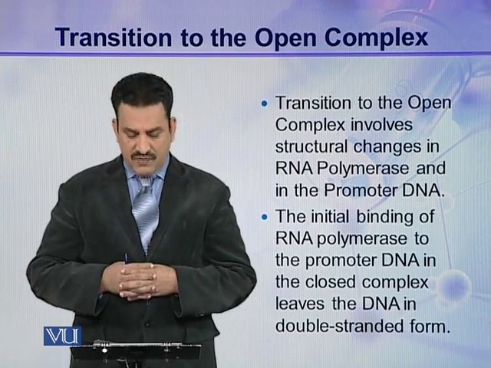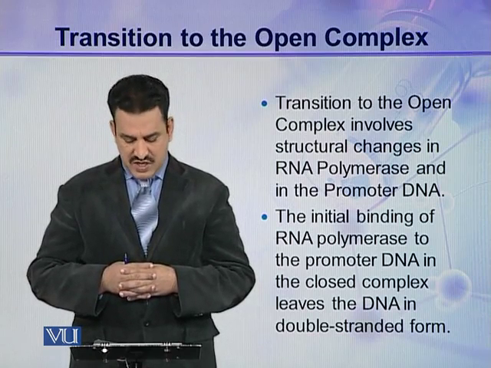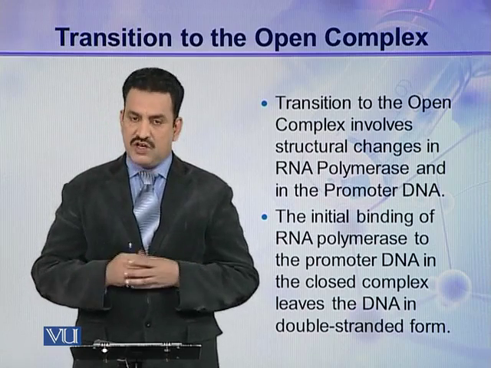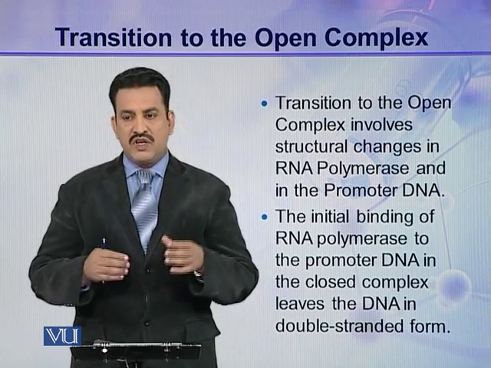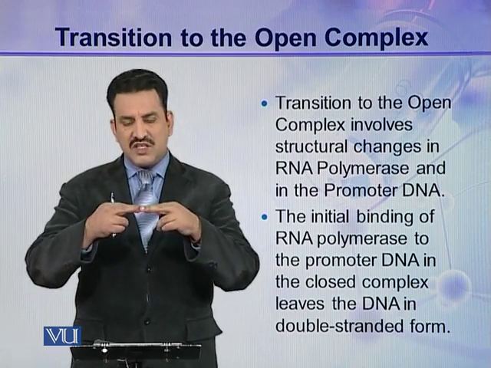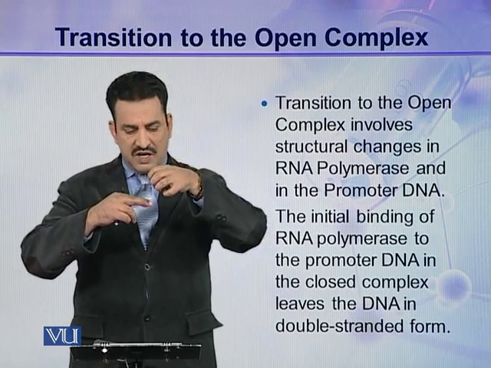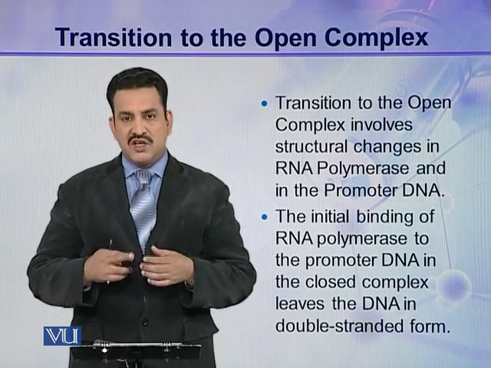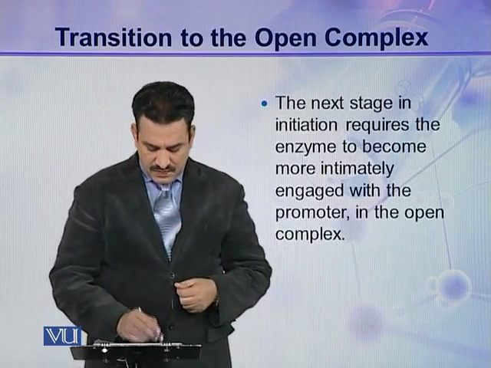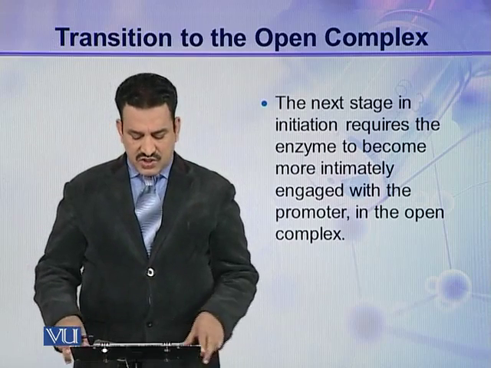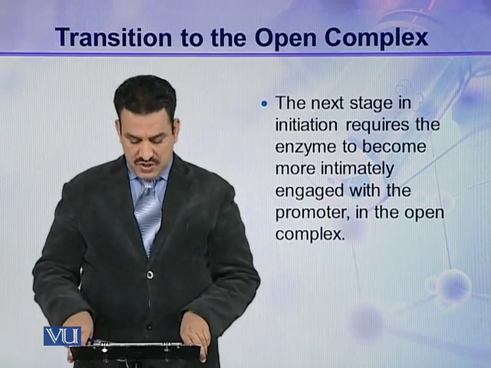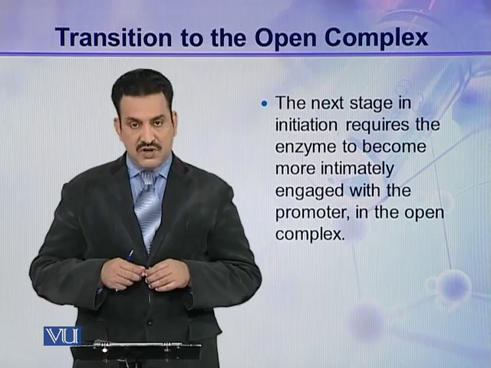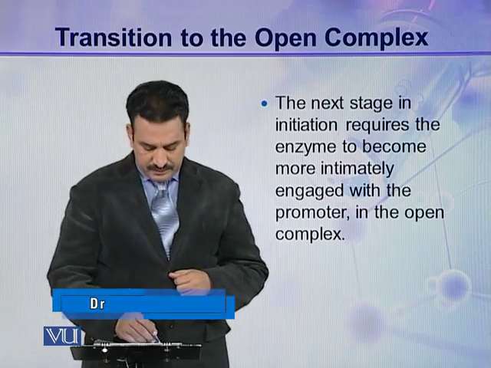The initial binding of RNA polymerase to the promoter DNA in closed complex leaves the DNA in double-stranded form. You have seen that when closed complex is formed, the DNA remains in the double-stranded form and polymerase binds like this. So the DNA is still in double-stranded form in closed complex. The next stage in initiation requires the enzyme to become more intimately engaged with the promoter in the open complex.